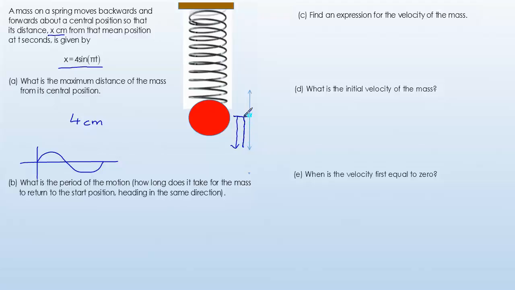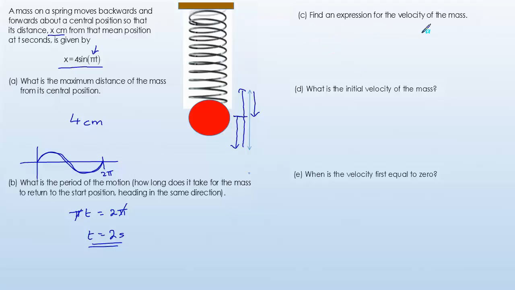Then it will head back through the central position out to 4 centimeters this way, which we'll call -4 if we think about displacement, and then back to the central position. So that's one complete oscillation of the sine. We know the period of sine is 2 pi. Inside here we have pi t. So what we're going to need is pi t is equal to 2 pi for one complete oscillation. Pi's cancel, and we'll say that t is 2 seconds.